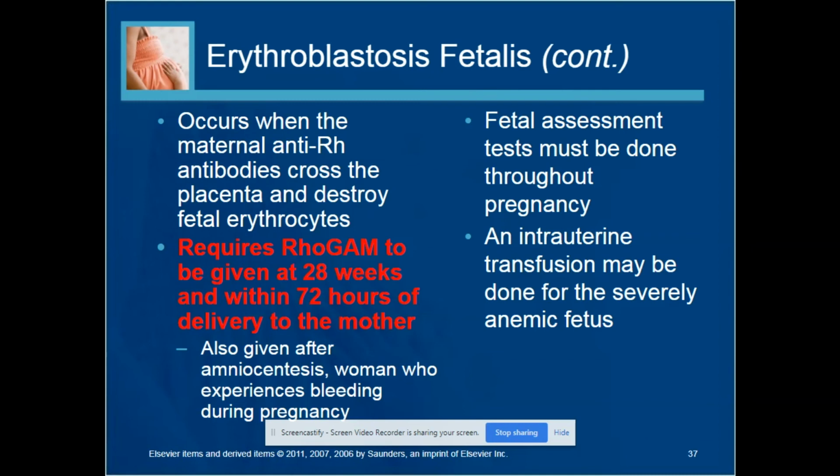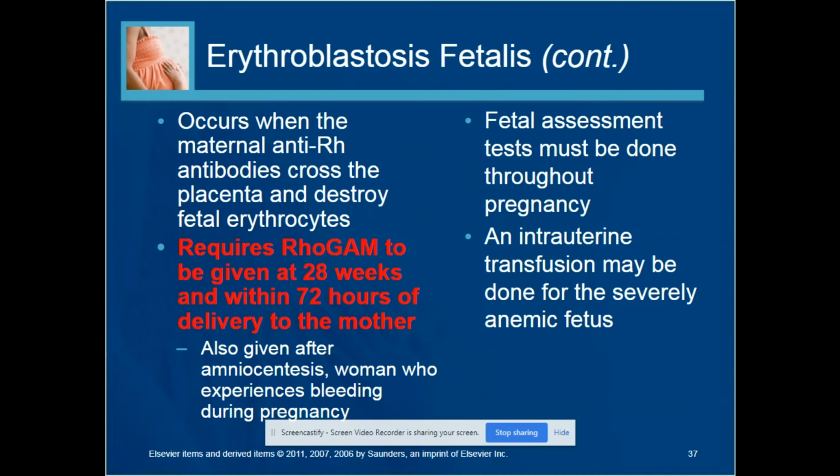See the red statement? It requires RhoGAM. You must know the name of this medication. And it is given at 28 weeks and within 72 hours of delivery to the mother. So that's 2 doses of RhoGAM, one given at 28 weeks of the pregnancy, and then within 72 hours of birth. You need to know that statement. If you have an amniocentesis, or if the woman experiences bleeding during pregnancy, they're also going to give a dose of RhoGAM at this time.